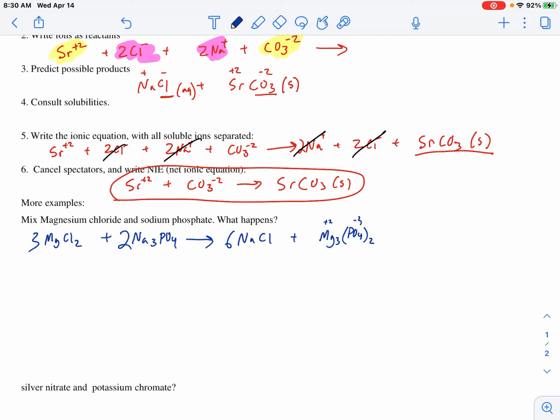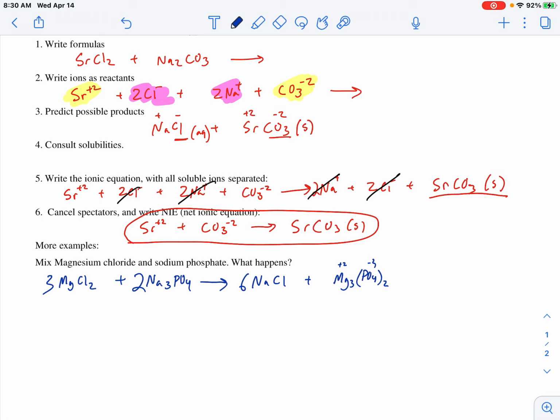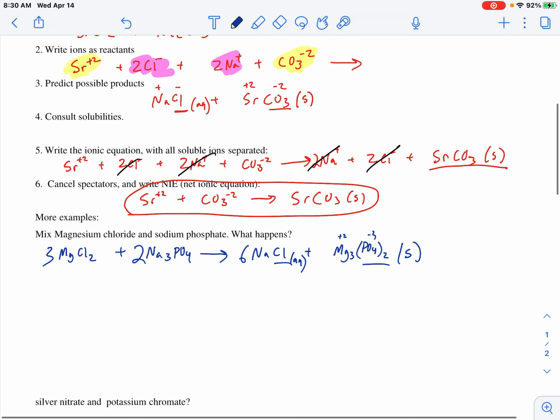All right, so now we check our solubilities. So the solubility rule for chlorides, we've already addressed that. We said that the halides are all soluble except for silver, lead, mercury. So that's going to be aqueous. And the phosphate rule says they're all insoluble except for alkali metals and ammonium. And this magnesium is not an alkali metal, so it's not aqueous. This is going to precipitate. It's going to be our solid. All right, so we've established what our solid is.